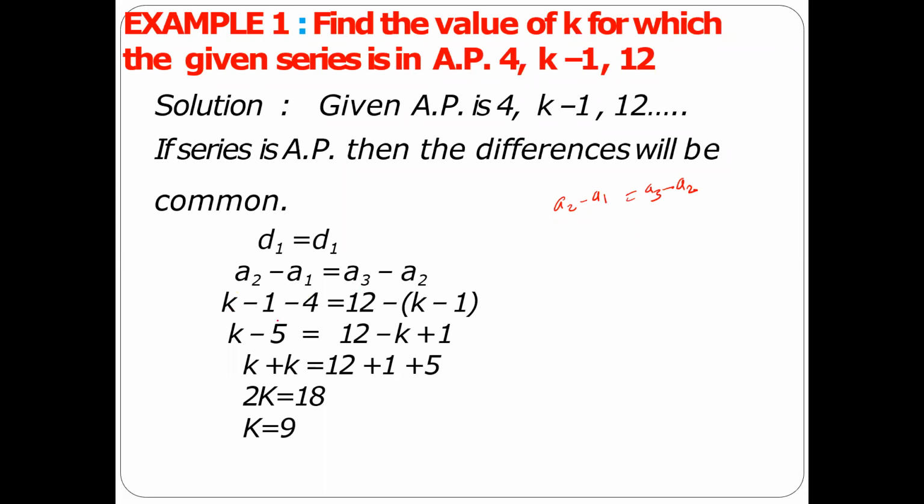That means K minus 1 minus 4 is equal to 12 minus K. K minus 5 is equal to 12 minus K plus 1. Solve this equation. Here K is equal to 9. Then the series is 4, 8, 12. These are in AP.